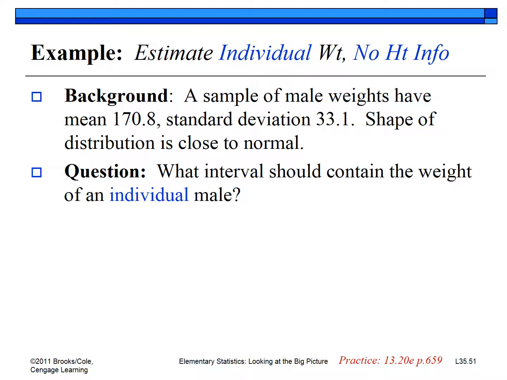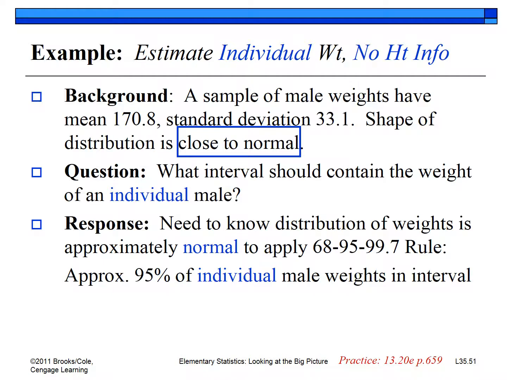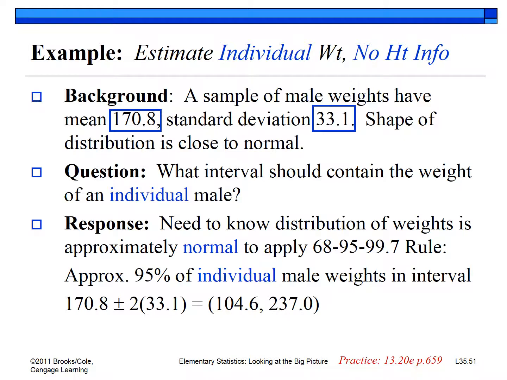What we would expect for an individual male is that the mean would be about 170.8. Because the distribution is close to normal, we can use the 68, 95, 99.7 rule. So a 95% confidence interval would be 170.8 plus or minus 2 standard deviations, which would give us an interval of 104.6 to 237.0.